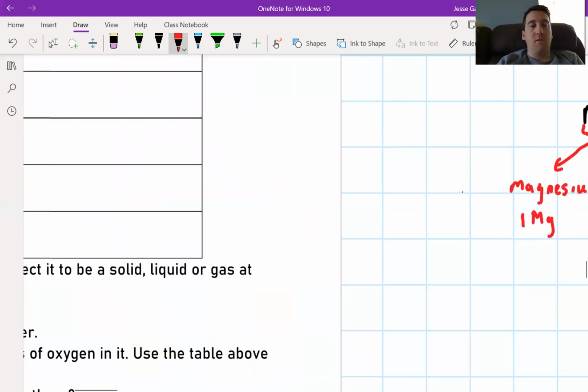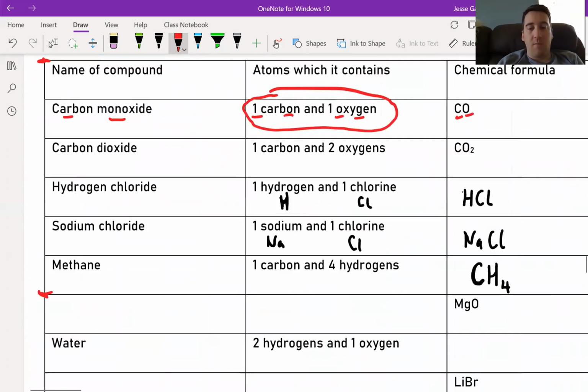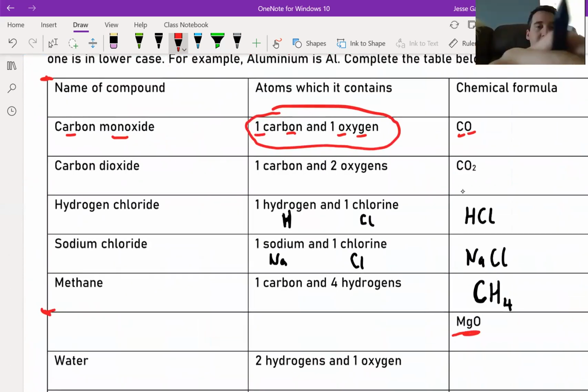So what I'm going to do is go back to this here, and I'm going to work backwards. So I've got my formula, just like we did here. And it says atoms which it contains. So here, we're going to write in together. You do this on the next line. There is 1 magnesium, just like they did in the row above. And 1 oxygen.